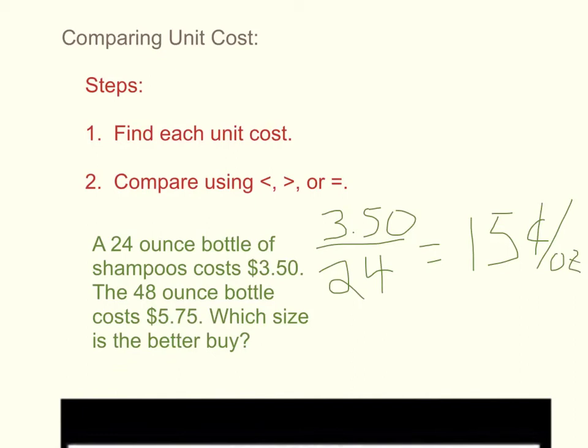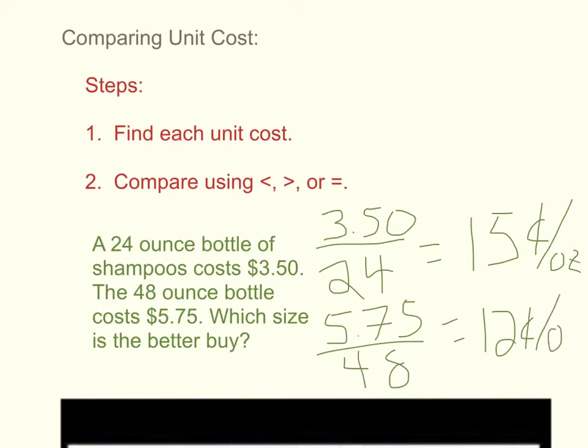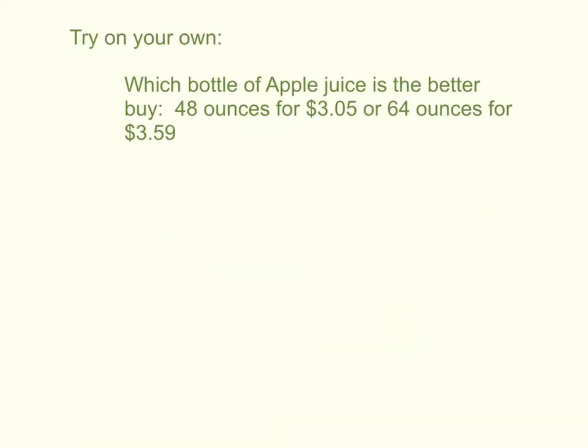In my second one, I have $5.75 for the 48-ounce bottle. I do my division, and I find out that it's approximately 12 cents per ounce. Since I know that 12 cents is less than 15 cents, the better buy would be the 48-ounce bottle. Please take a moment to pause this video and record the example in your notes.